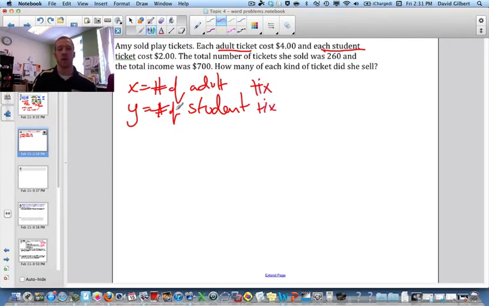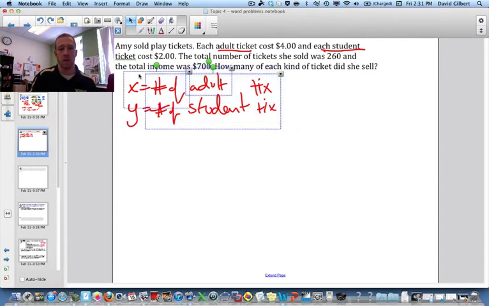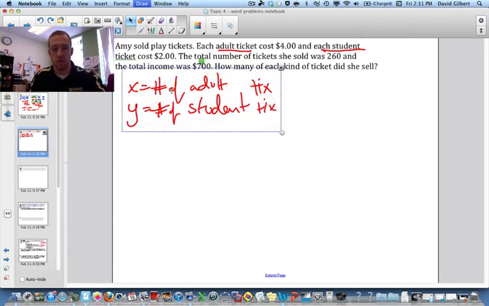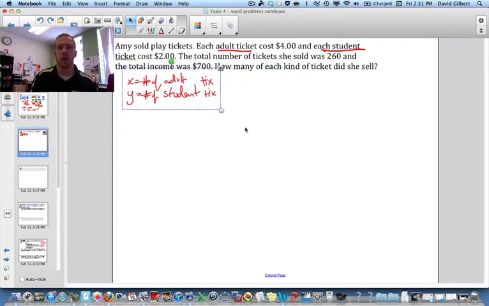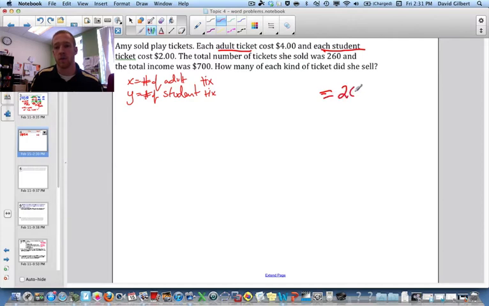Alright, so there we go. We got our variables defined. And now, step 2 is to look for totals. So we have a total of 260 and a total of 700. This is money and this is number. How do we obtain those totals? By combining numbers of tickets of adults and students.